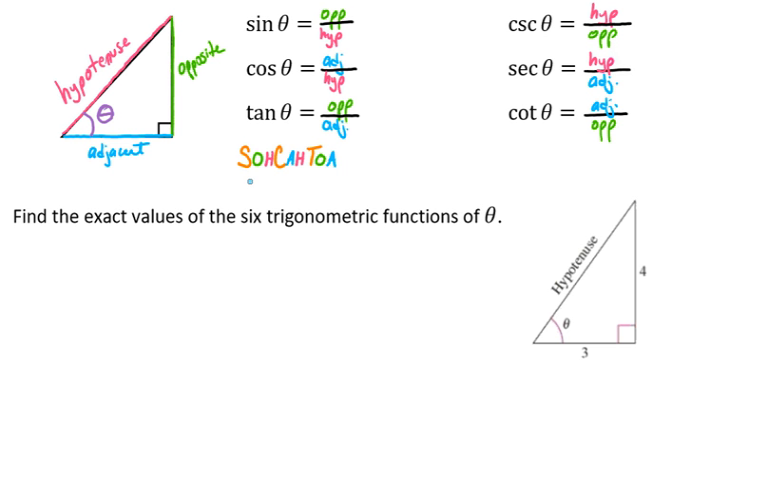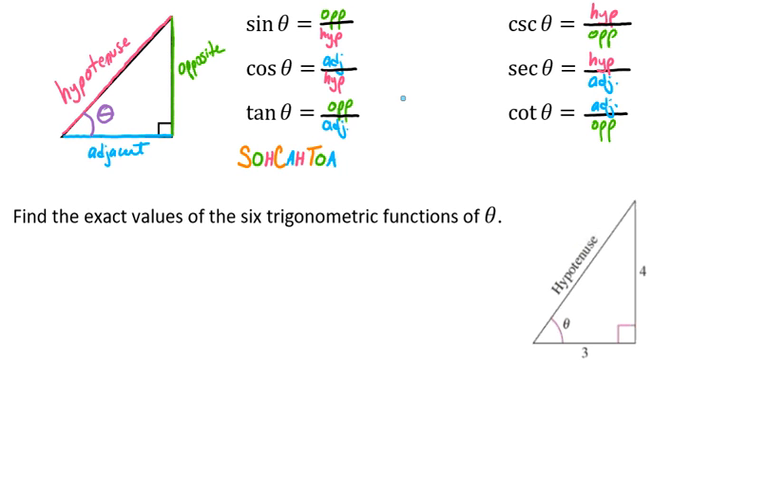So the S is for sine, which would be opposite over hypotenuse. The C is for cosine, which is adjacent over hypotenuse. And our T is for tangent, which is our opposite over adjacent. So SohCahToa helps us to remember the order of our ratios. Let's try one and put it into practice.